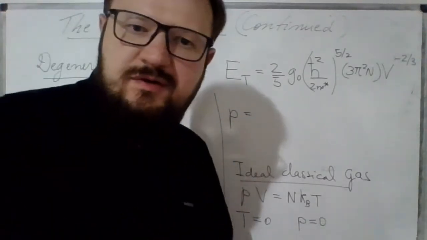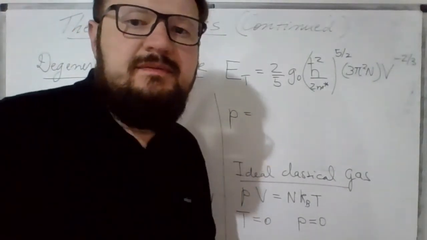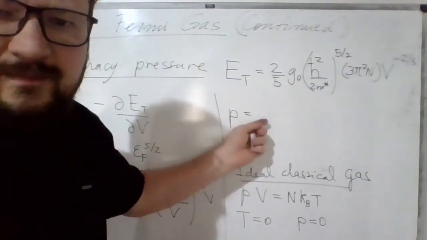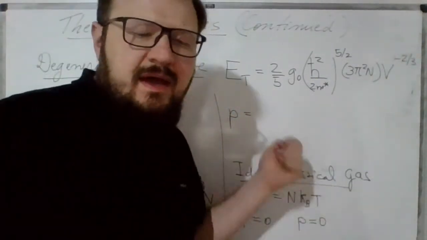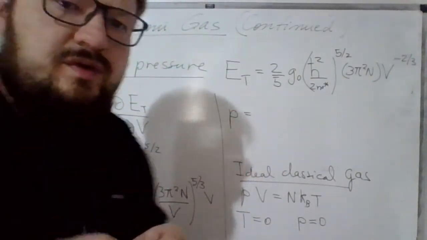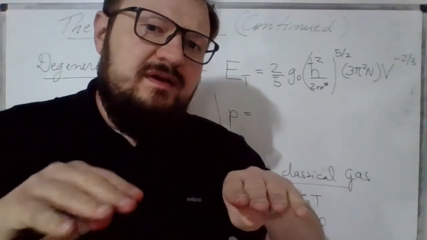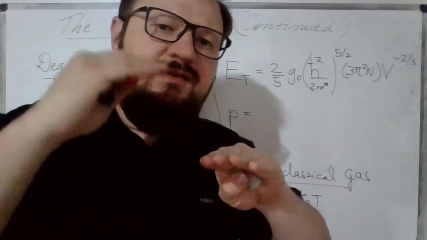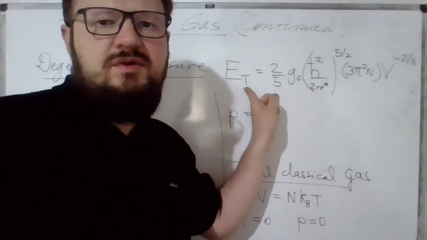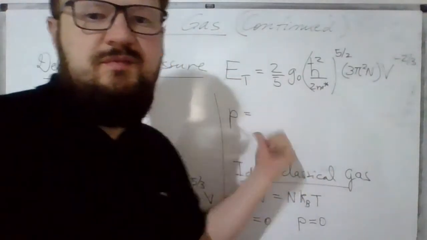There is no pressure for temperature tending to 0 in an ideal classical gas. But for a quantum mechanical gas, temperature can be 0, and because of the Pauli exclusion principle, you cannot put all the particles in the lowest state of energy. You need to satisfy the Pauli exclusion, and therefore there is a non-vanishing energy, which depends on the volume and produces a pressure.